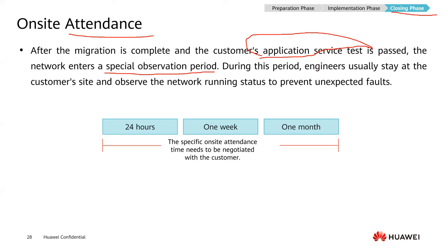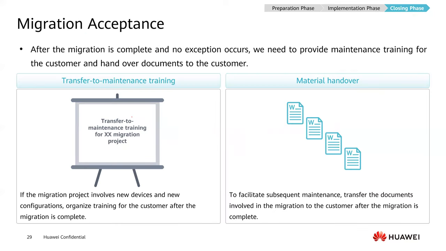Okay, during this period, engineers usually stay at the customer's site and observe the network running status to prevent unexpected faults. For this phase, how long it lasts depends on the customer's service, and normally it will be just 1 day. And at last, it is the migration acceptance. After the migration is completed and no exception occurs, we need to provide maintenance training for the customers and hand over documents to the customers.